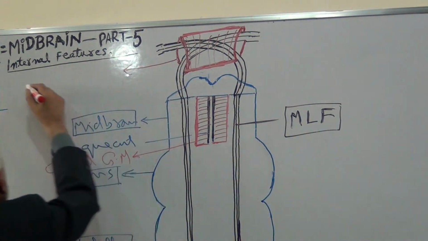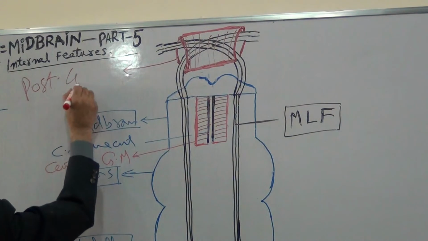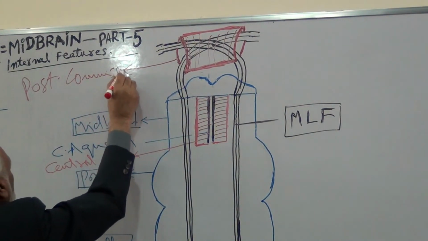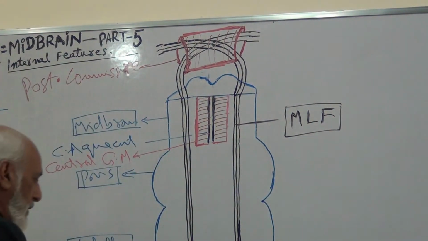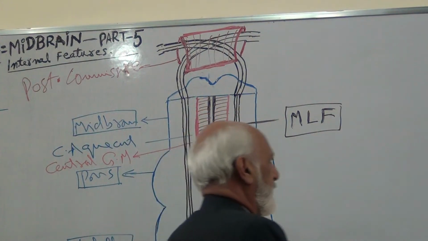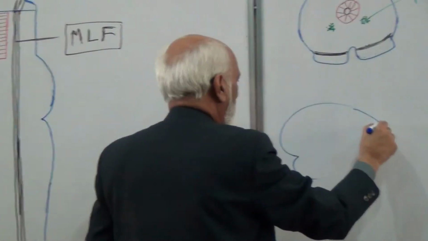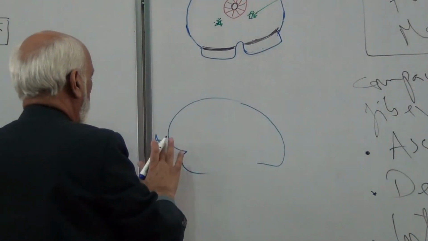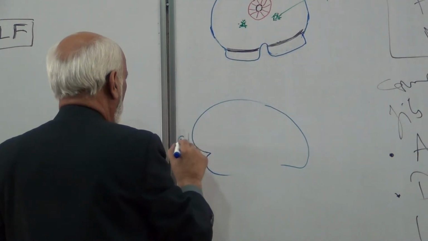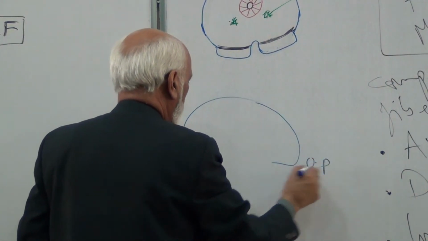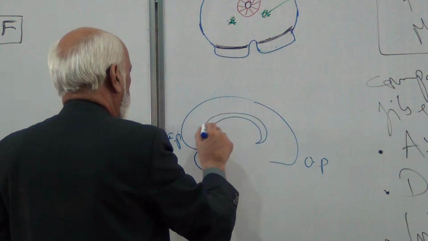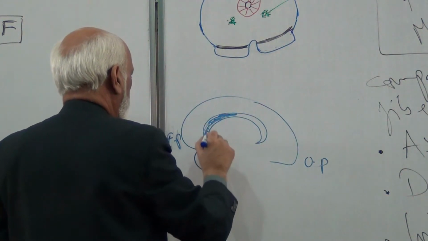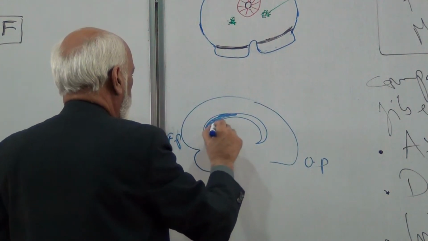This is the posterior commissure. What is the posterior commissure? You are familiar with that because we have run this diagram repeatedly. This is the frontal pole of the cerebrum. This is the occipital or posterior pole. When we separate the right and left cerebral hemispheres, this will be the cut end of the corpus callosum.